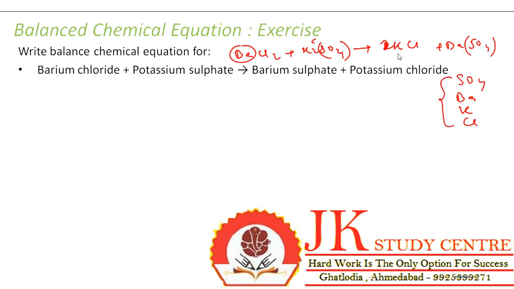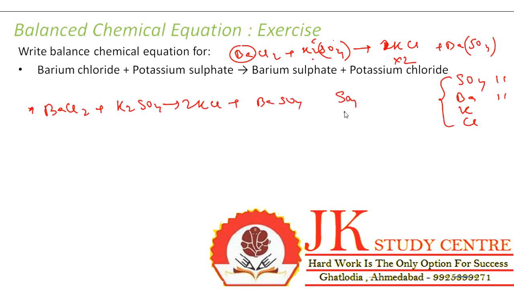So let's balance this. We'll check the sulfate part, in both cases we have 1 and 1, it's balanced. Barium part is again 1 and 1, balanced. Potassium part is 2 here and 1 here, so let's multiply this guy with 2. So what you get here is BaCl2 plus K2SO4 is equal to 2KCl plus BaSO4.